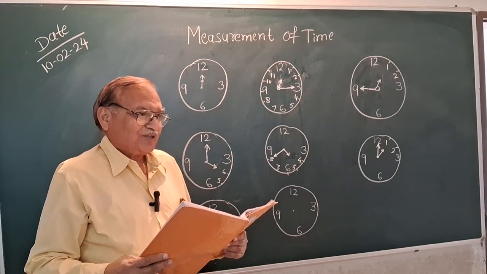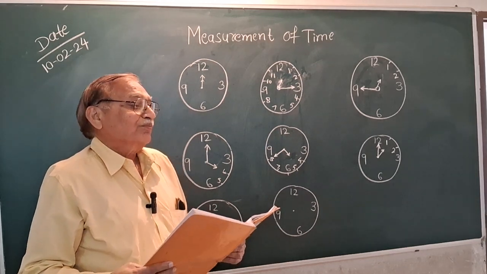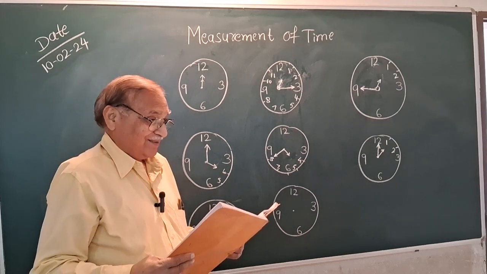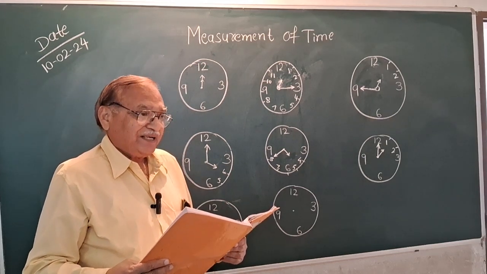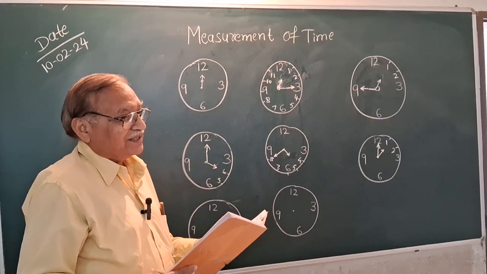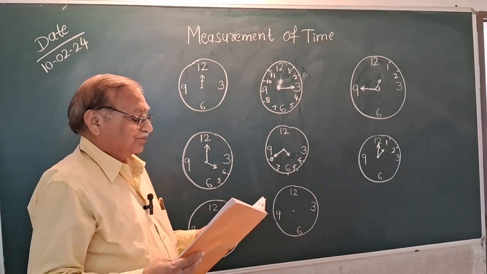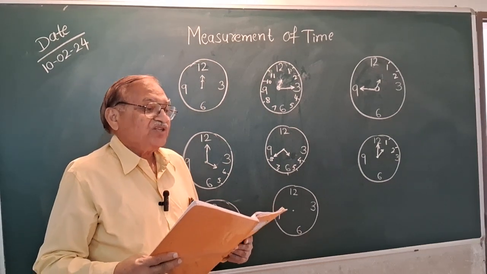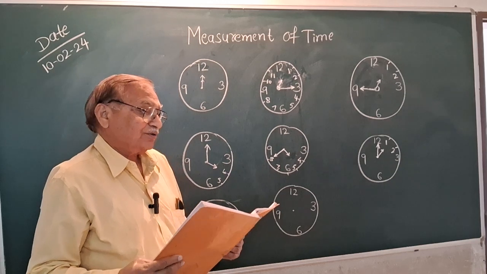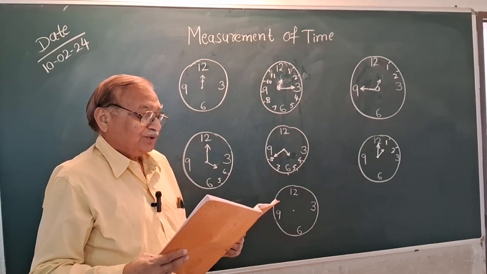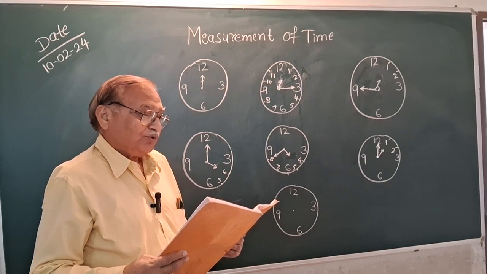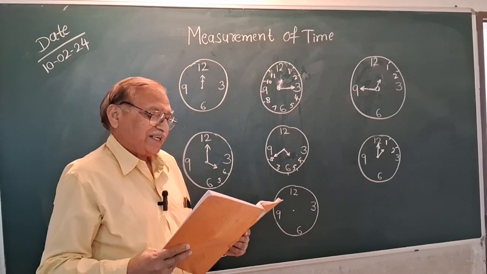The small hand is down below and the big hand is the minute hand. Big hand is the minute hand and small hand is the hour hand. When they are overlapping each other, it is 12 o'clock. When they are on 12 overlapping each other, it is exactly 12 o'clock.